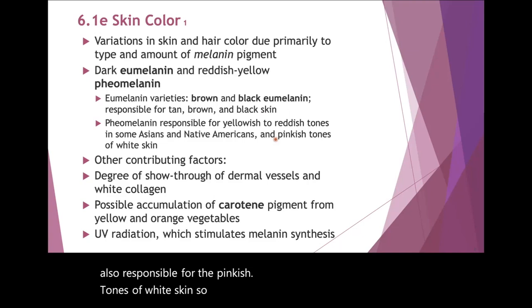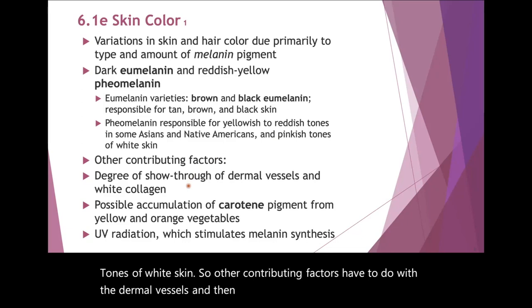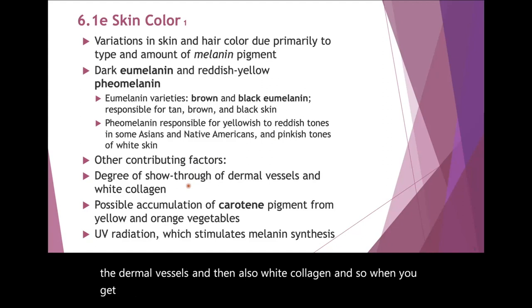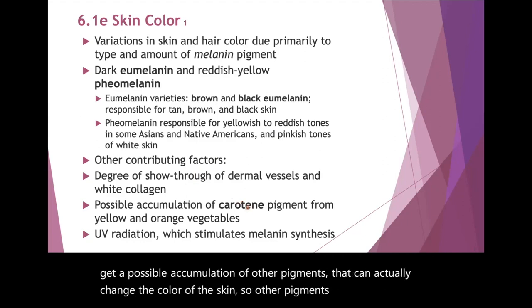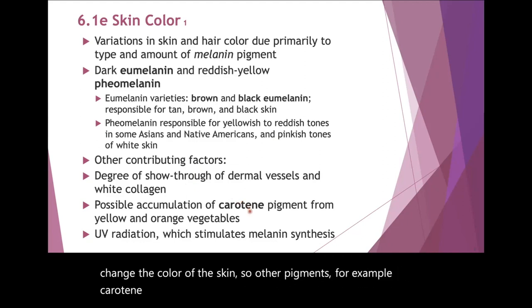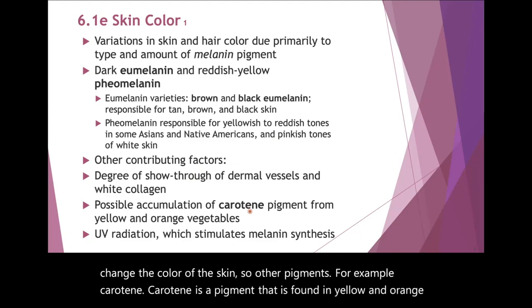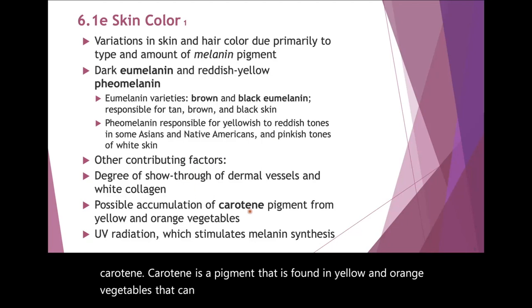Other contributing factors have to do with the dermal vessels and also white collagen. When you get a possible accumulation of other pigments, that can change the color of the skin. Other pigments, for example, carotene. Carotene is a pigment found in yellow and orange vegetables, and that can change the color of the skin.